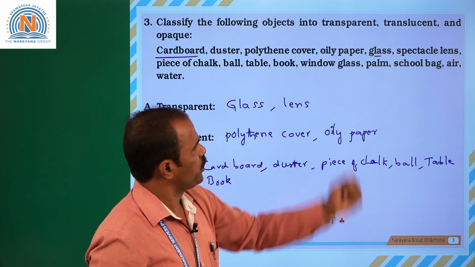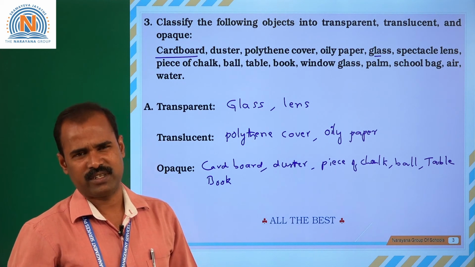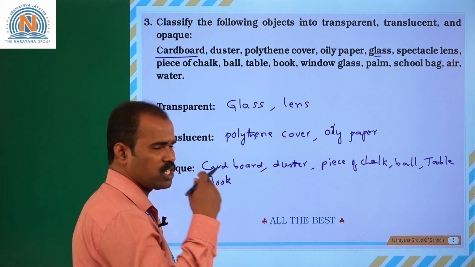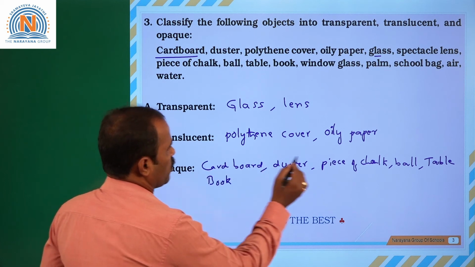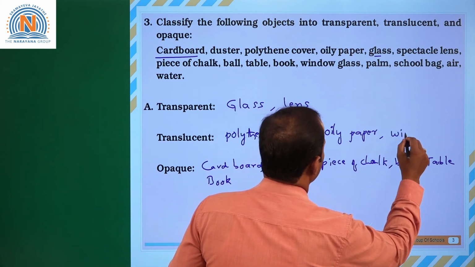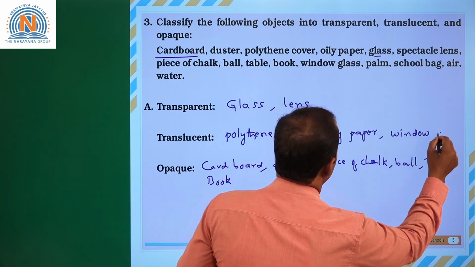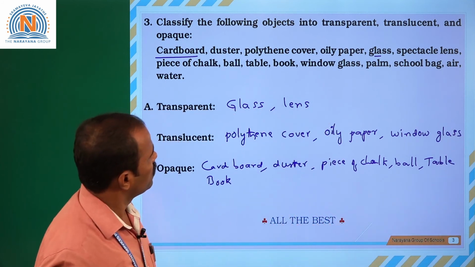Next to window glass. So window glass is a translucent object. Translucent object, partial transmission of light energy passing through it. So it comes under translucent. Window glass comes under translucent object.